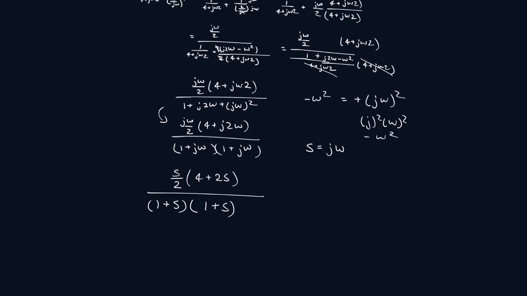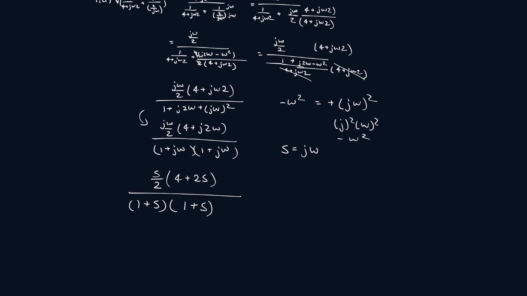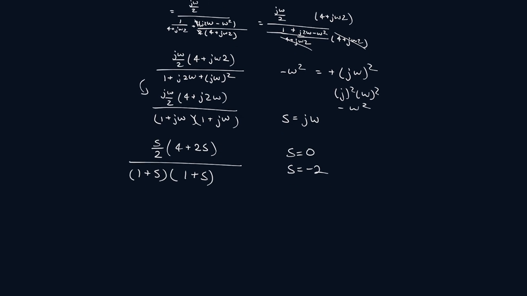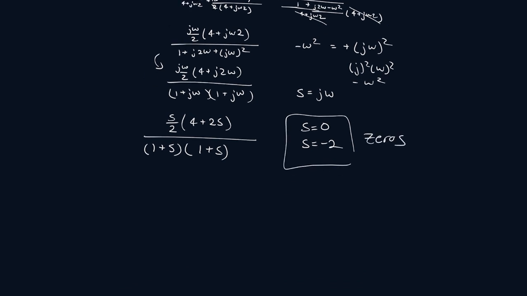So our zeros are going to be pretty much when this is equal to 0 or this is equal to 0. So when S is equal to 0, then obviously this whole thing is going to be equal to 0. And when S is equal to minus 2, this is going to be 0, so our whole thing is going to be 0. So that part's done. So these are our zeros. Now our poles is when this is going to be undefined. So when S is equal to minus 1, then it's undefined. So this is our poles. And since we have two of these, we have double poles.